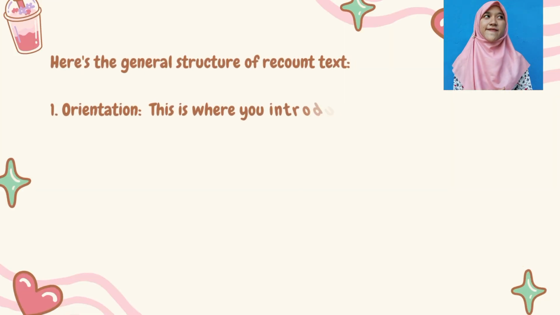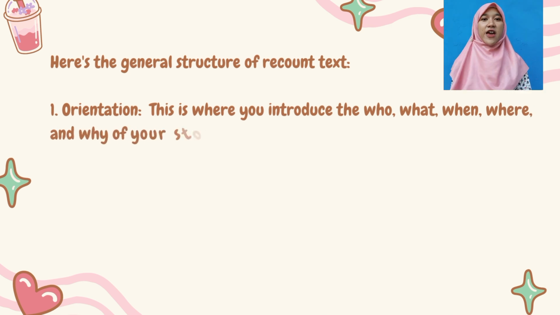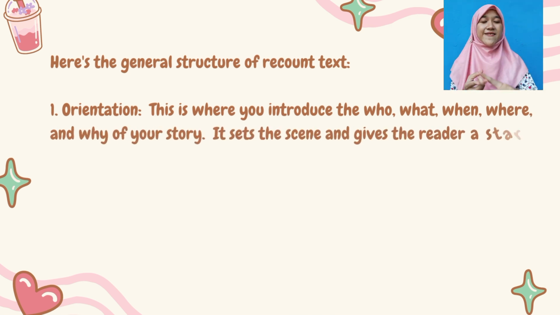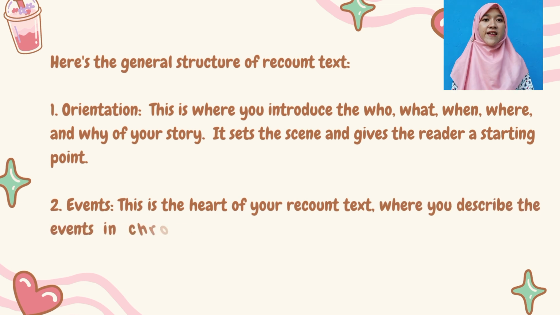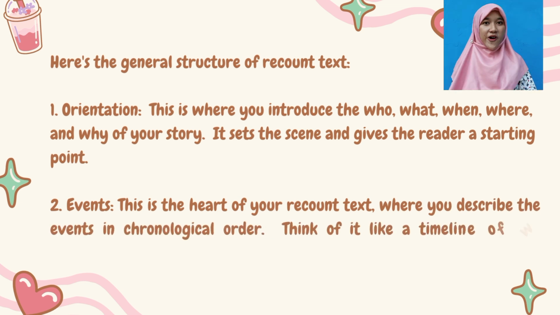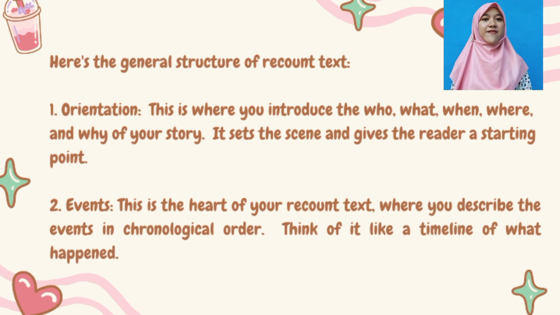The first one is orientation. This is where you introduce the who, what, when, where, and why of your story. It sets the scene and gives the reader a starting point. The second one is events. This is the heart of your recount text, where you describe the events in chronological order. Think of it like a timeline of what happened.